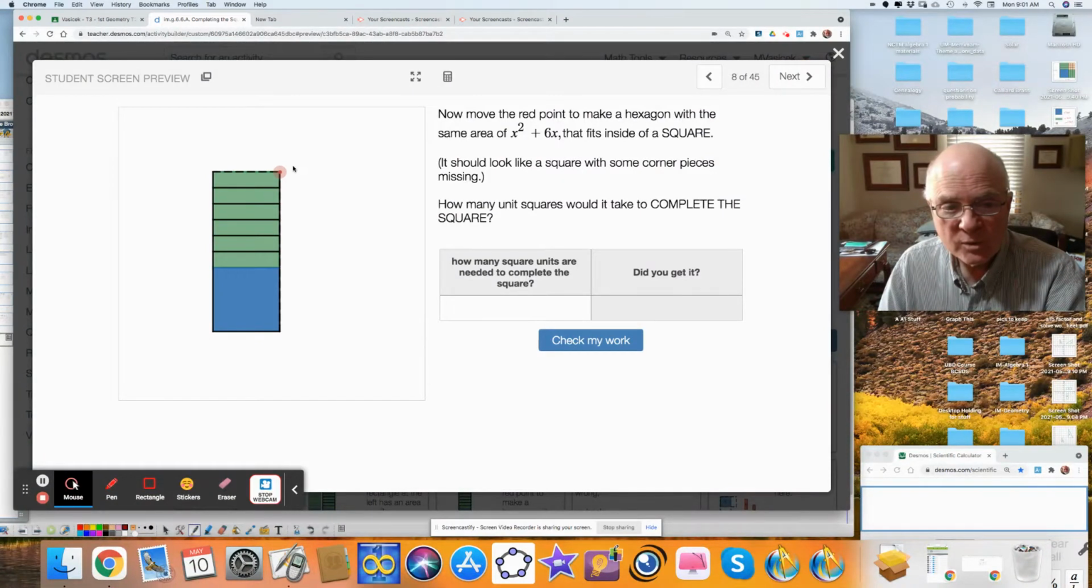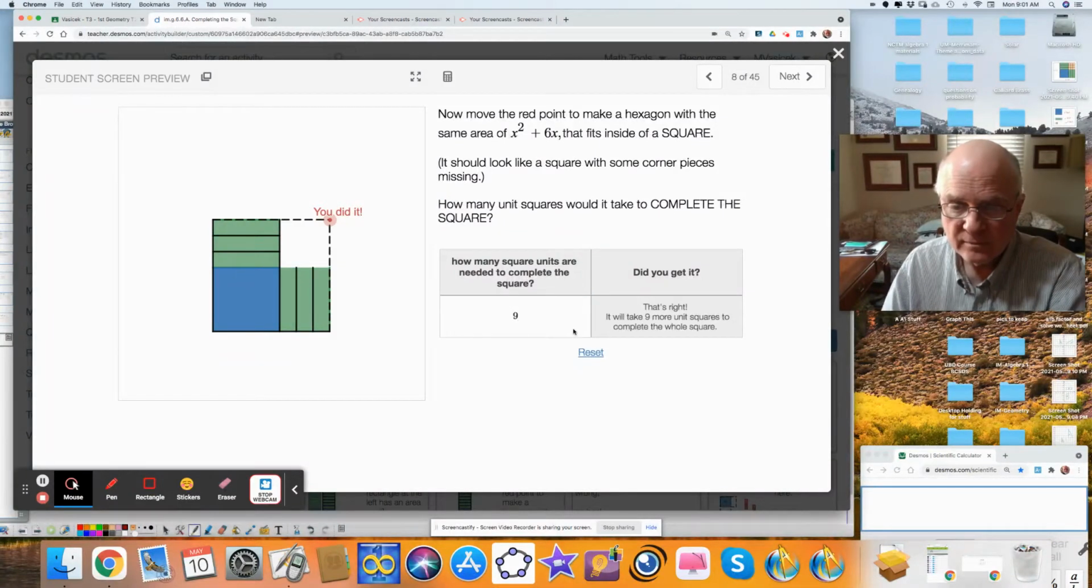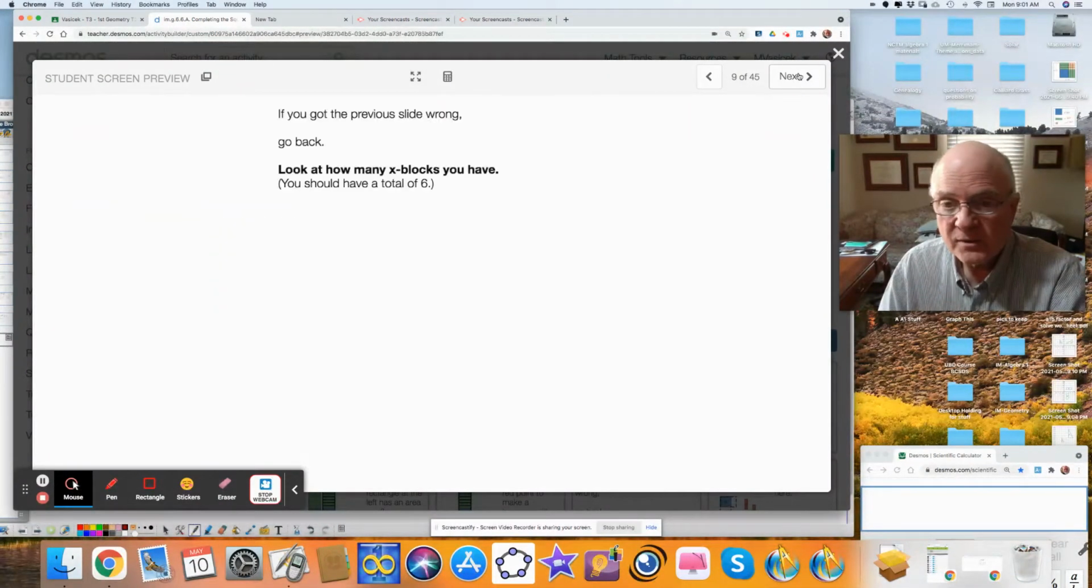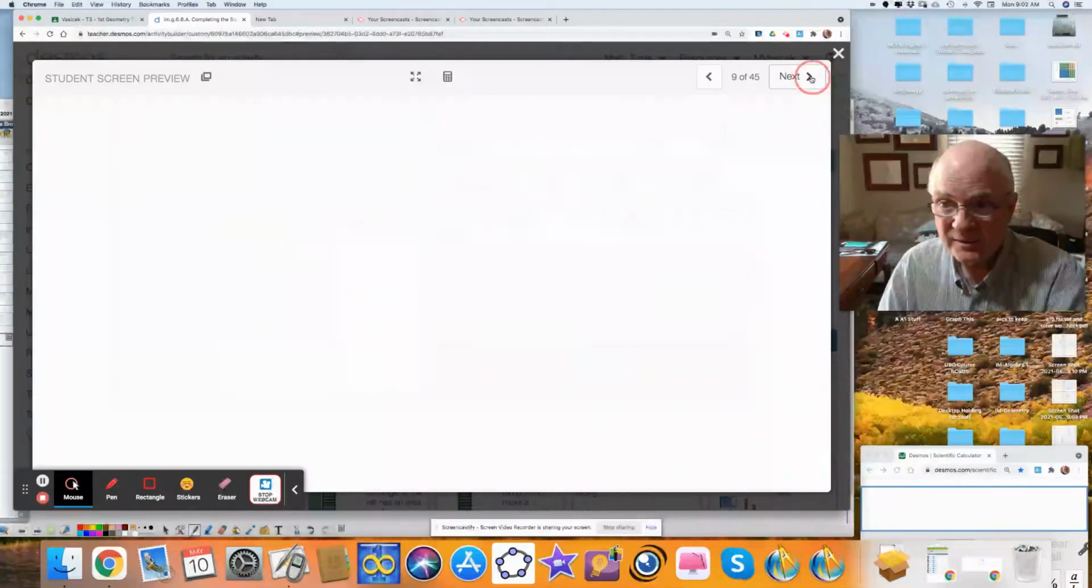How many would this need to make this into a square? If I'm going to make it into a square, how many x blocks would you need to add? Well, there's 3, 3, and 3 would be 9. And if you got this wrong, maybe you made your rectangle too big. It needs to be 6 x blocks. That's 6 of these green ones. And it needs to be a square.